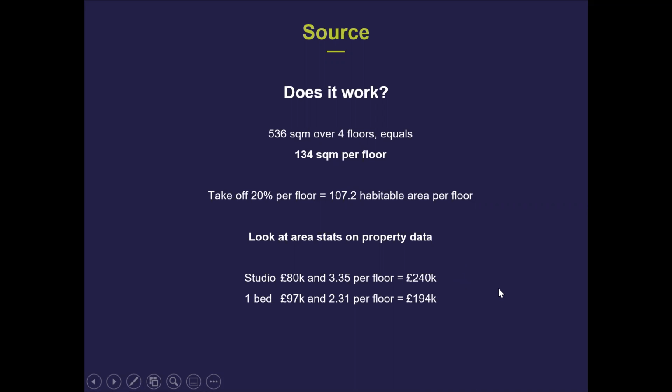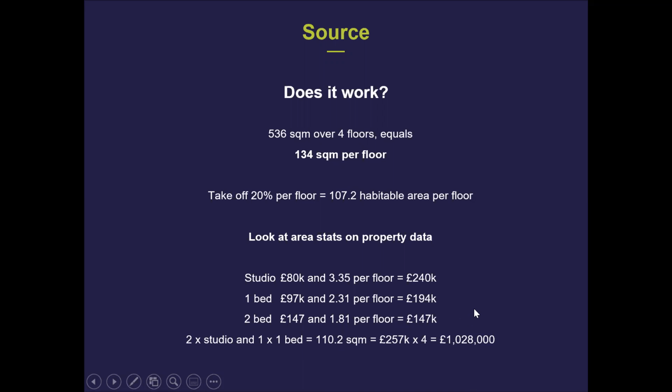For a 1-bed property, you could fit 2.3 per floor, so that's going to be 2. And using property data again to work out the cost of a 1-bed, they come through in that area at 97, which means that you'd be making £194,000 per floor, which obviously isn't as good as the studios. If you were going to concentrate on 2 beds, you could only fit 1 per floor, which means the 2 beds sell for 147, so each floor would be worth £147,000.